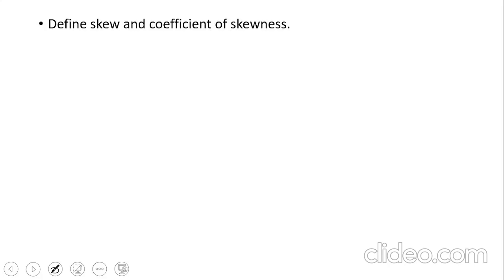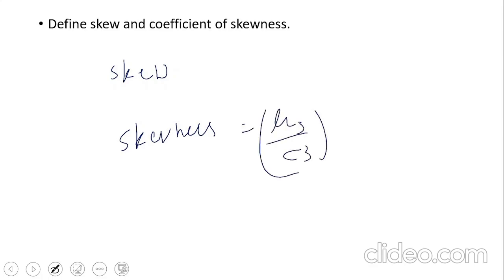Define skew and coefficient of skew. Skew is the measure of asymmetry of the f_X of x about its mean. Skewness is represented with mu 3 by sigma 3, whole cube. So the skew definition you write first: skewness can be calculated as mu 3 by sigma cubed, where mu 3 is the third central moment, and skew is the measure of asymmetry of f_X of x about its mean.